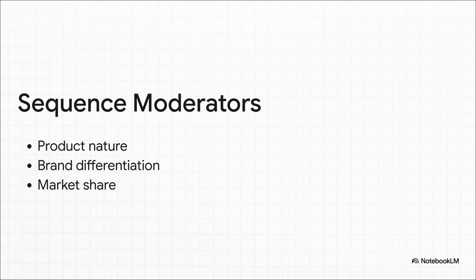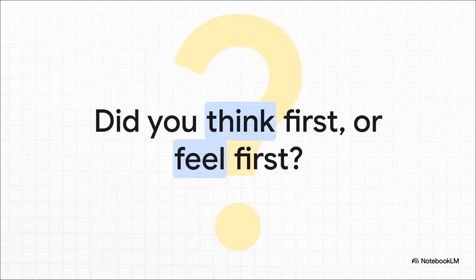But on the flip side, if a product is highly differentiated or hedonic, like say a luxury sports car, consumers might actually revert back to that classic model where they think and evaluate features before feeling the desire. It all heavily depends on the product's nature, how it stands out, and its overall market share. This kind of data fundamentally changes how modern marketers build their campaigns. They have to know for sure if their specific product needs a think-first or a feel-first approach to actually get you to buy. So I want to leave you with this to ponder.